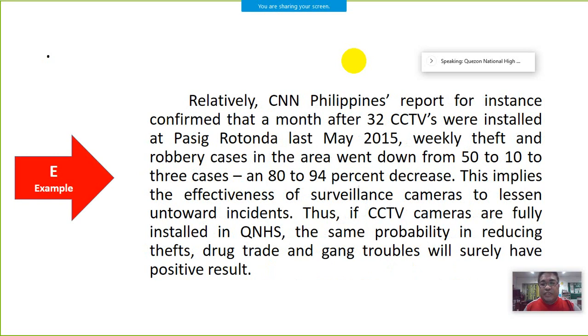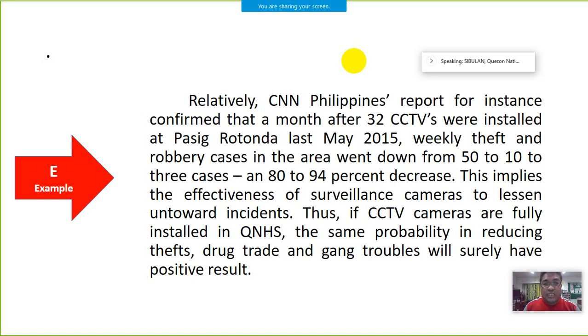Then this is a related example. Relatively, a CNN Philippines report, for instance, confirmed that a month after 32 CCTVs were installed at Pasig Rotonda last May 2015, weekly thief and robbery cases in the area went down from 50 to 10 to 3 cases, an 80 to 94% decrease. This implies the effectiveness of surveillance cameras to lessen untoward incidents. Thus, if CCTV cameras are fully installed in Quezon National High School, the same probability in reducing thieves, drug trade, and gang troubles will surely have a positive result.